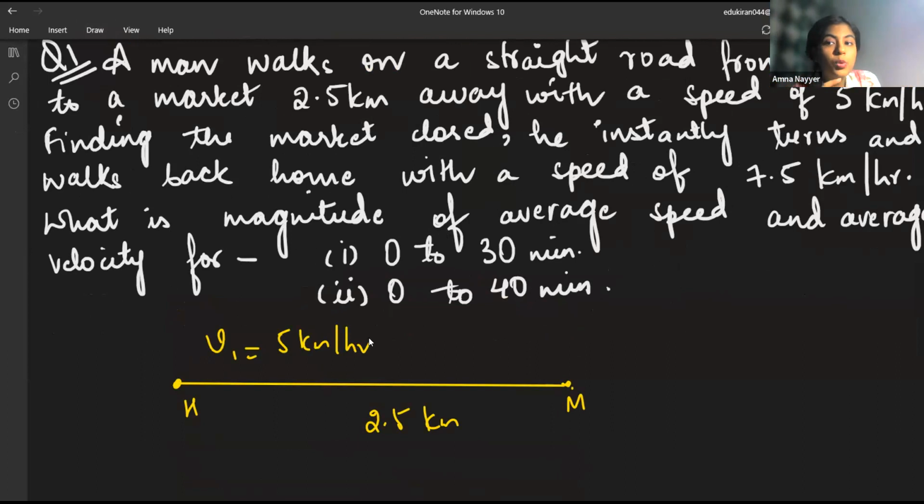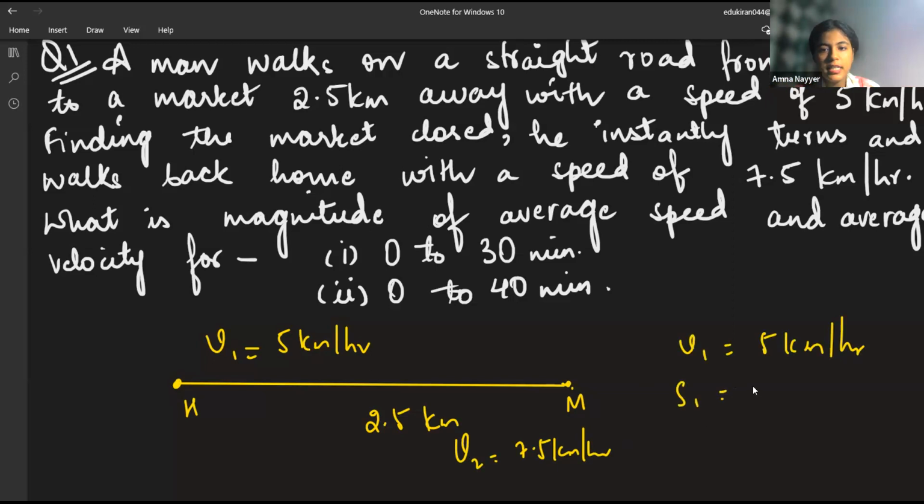So now he is moving with a faster speed. Initially, it was 5 kilometers per hour when he was going from home to market. Now he is going from market to home. He is returning back. Now the speed is 7.5 kilometers per hour. Then it is saying, what is the magnitude of average speed and average velocity for 0 to 30 minutes and 0 to 40 minutes? See, initial speed is 5 kilometers per hour.